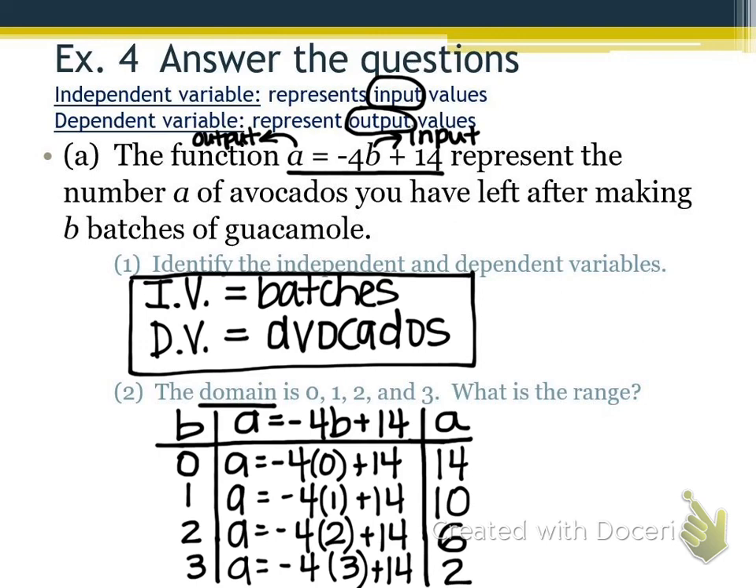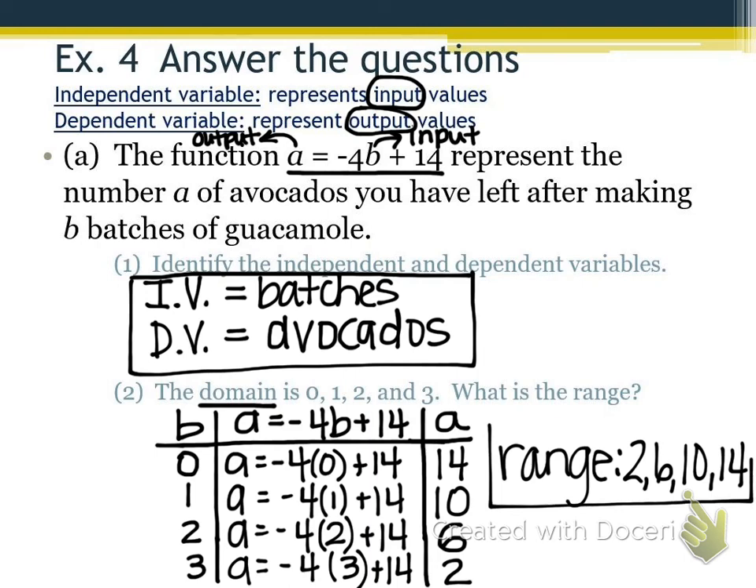So once I've put in all of my domain values, what is my range? Because it says, what is the range? 2, 6, 10, and 14. And again, least to greatest is what we're going to be looking for. So that is how you take a given domain, plug it into your function, and figure out your range. And that is lesson 3.1.